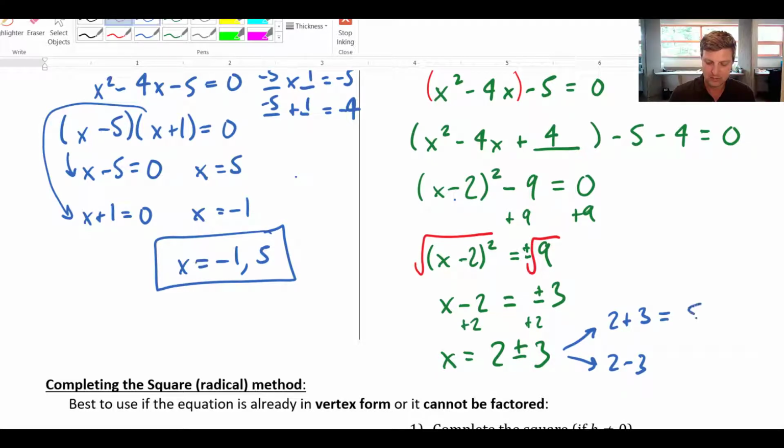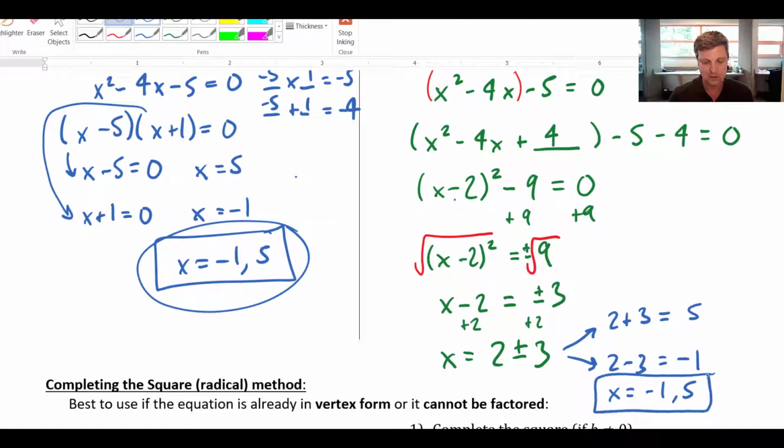Well, 2 plus 3 is 5 and 2 minus 3 is -1, and you can see that's the exact same answers that we got by factoring. So again, x can equal -1 and 5, and those are my solutions.